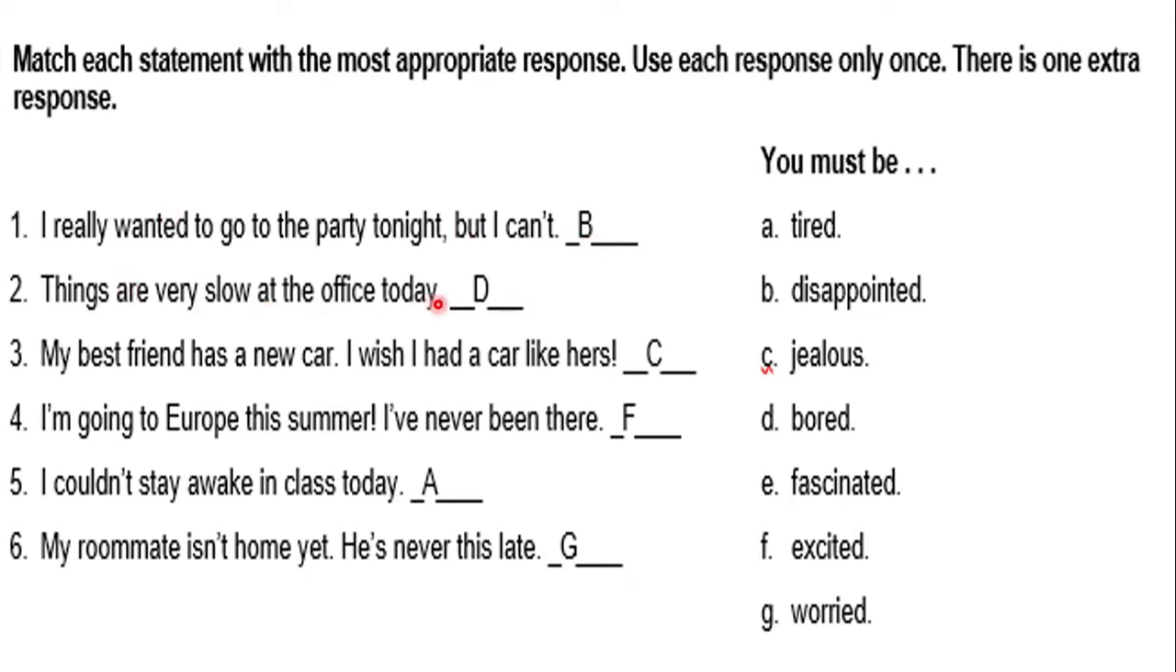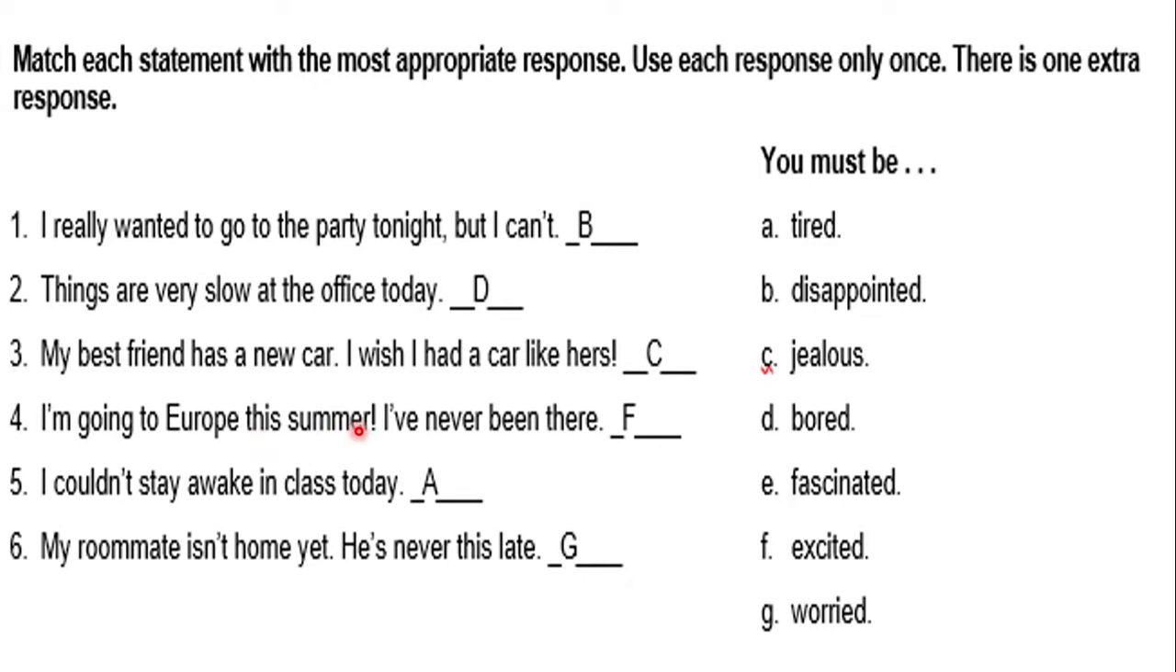Things are very slow at the office today. So how do you feel? I feel bored. Están las cosas bien lentas. Estoy aburrido. My best friend has a new car. I wish I had a car like hers. So I feel jealous. Yo quisiera tener un carro como el de ella. Jealous es otro adjetivo que describe cómo yo me siento, pero no termina necesariamente en ed. Jealous quiere decir celoso, entonces esta es otra excepción. Jealous y scared, ¿ya? Recuerden, y worried, ¿ya?